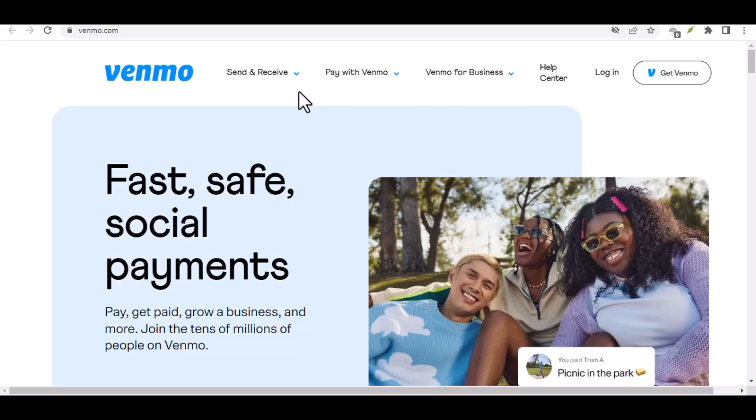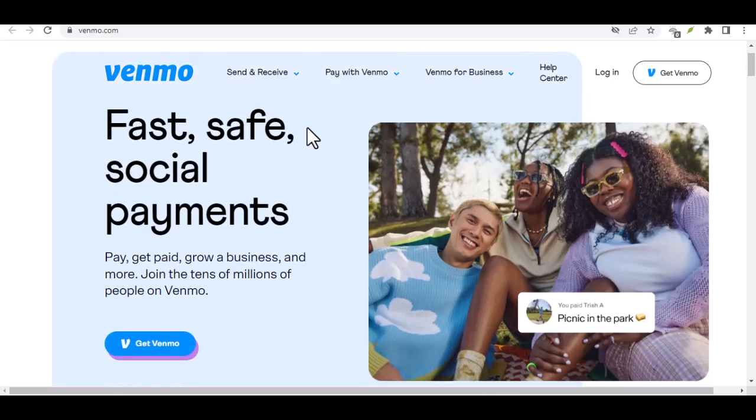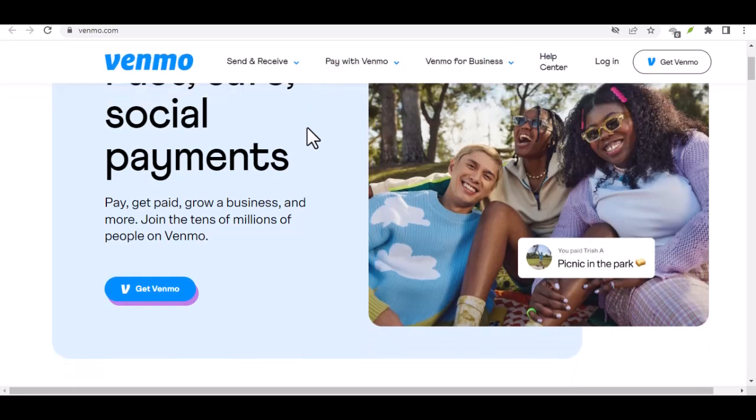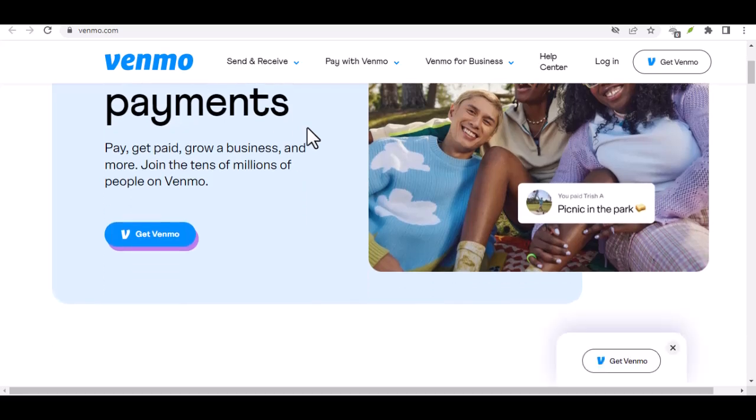Have you ever accidentally sent money to the wrong person on Venmo? Or maybe you sent the wrong amount and now you're panicking. Don't worry, you're not alone, and more importantly, you might be able to get your money back. So, how do you cancel a Venmo payment? Let's break down the two main scenarios.